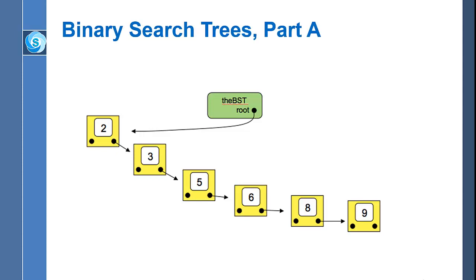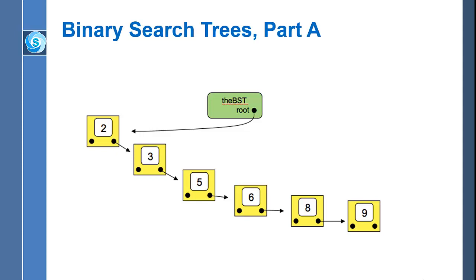You've got a binary search tree, but it's effectively just a linked list, right? The left child pointers aren't being used at all. Okay, so what's going to happen if you try to search for something in this binary search tree? Well, you're basically searching a linked list.